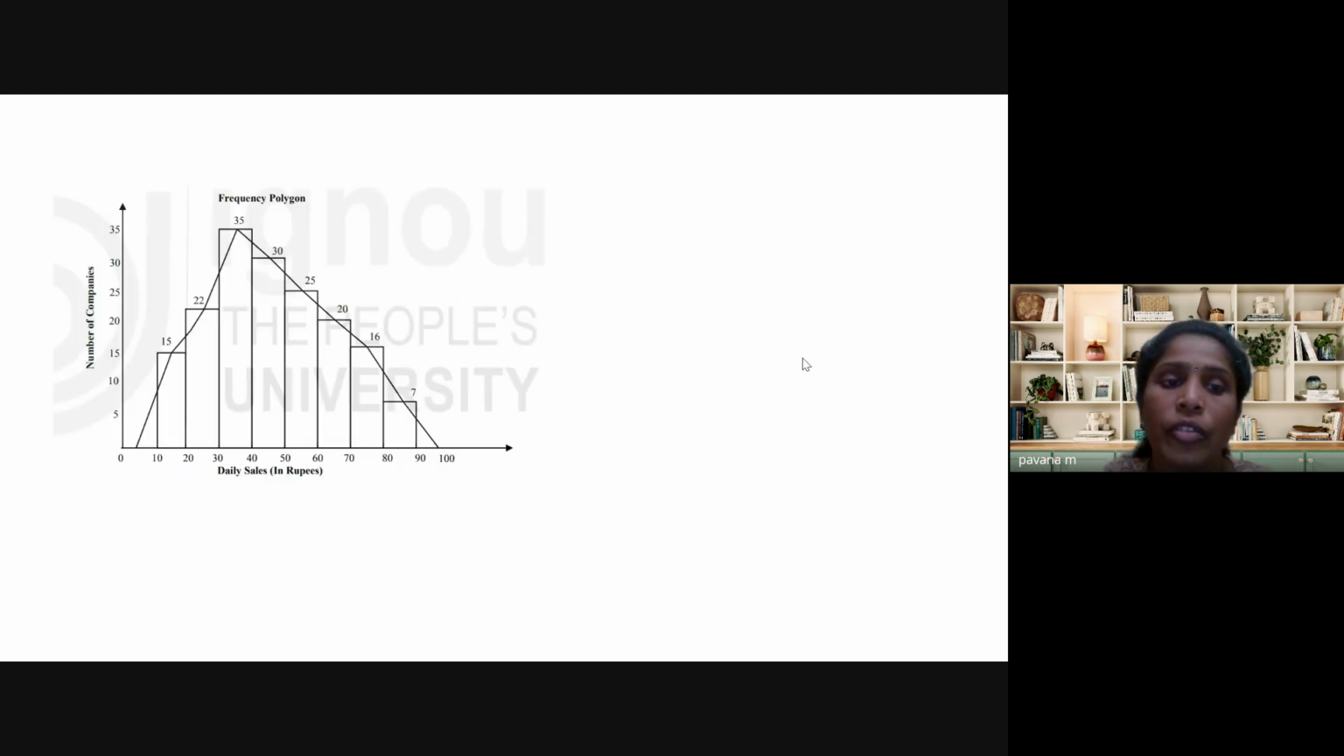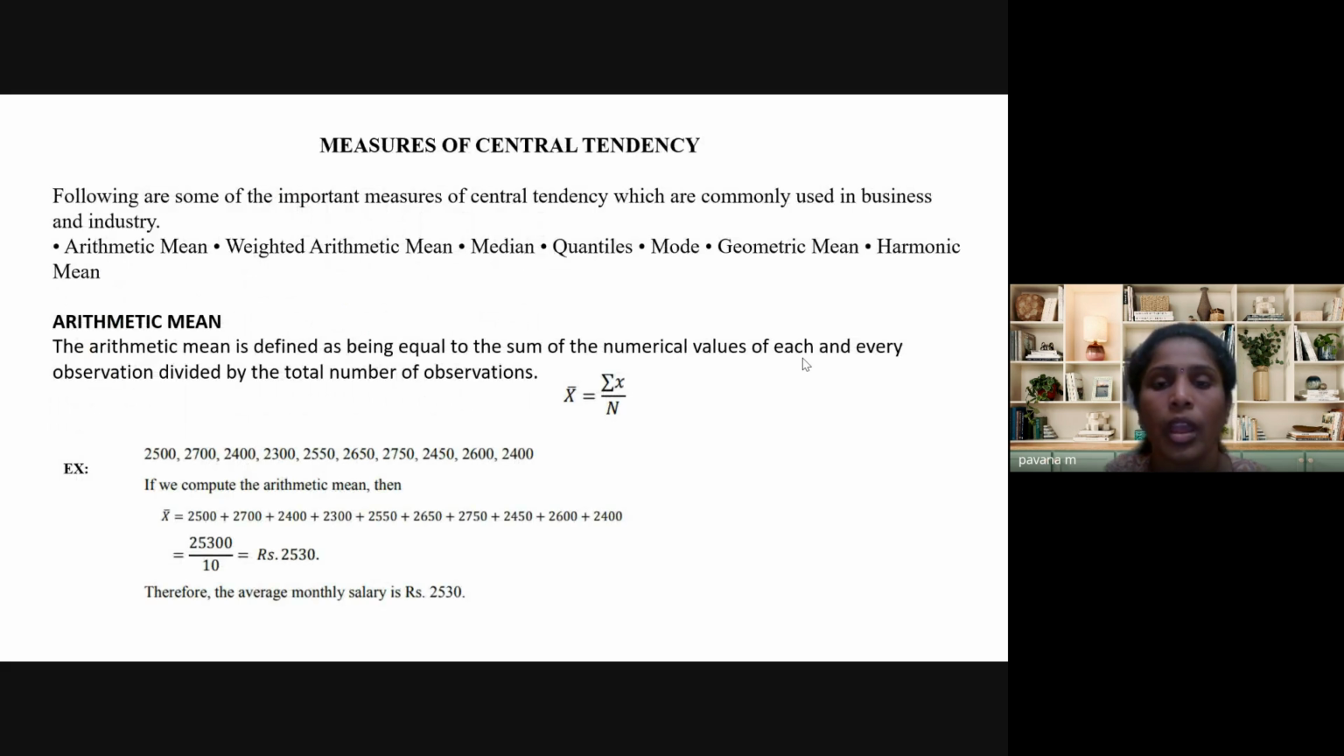And in the frequency polygon also, you are mainly focusing on frequency distribution, but you are considering the midpoints of the class intervals, as we discussed. Suppose 10 to 20, 15 is the midpoint, 20 to 30, 25 is the midpoint. That means you are considering the frequency distribution as well as the midpoints of the class interval. So for representing these two factors, you use the frequency polygon. These are the different types of charts available for data presentation.